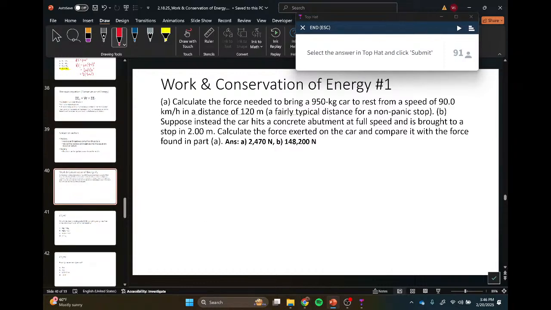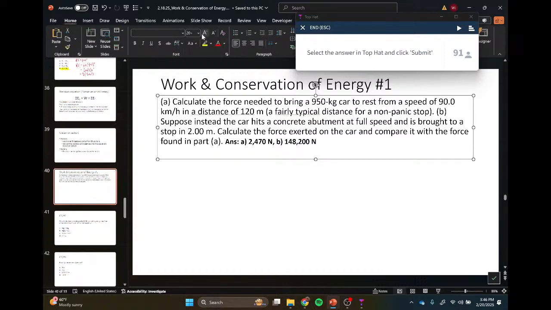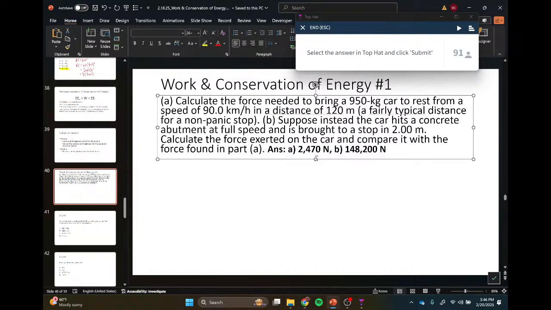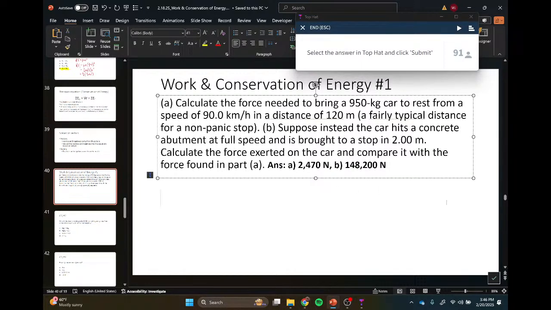Okay, calculate the force needed to bring a 950 kilogram car to rest from a speed of 90 kilometers per hour and a distance of 120 meters, a fairly typical distance for a non-panic stop. You'd be surprised if you hit the brakes how far your car actually goes. It's way more than you'd expect, which is why speed limits exist. Kid runs in front of you, brakes are only going to do so much. How long it takes depends upon how fast you're going, more so than anything else. All right, great, so we're going to do that over 120 meters. Then we'll do it instead over 2 meters.